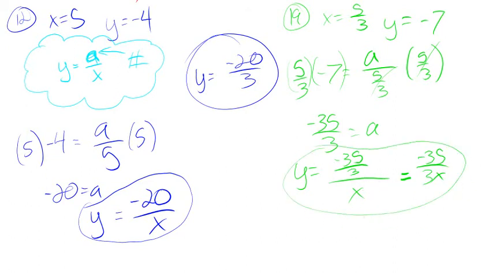And now we want to find what is y when x is equal to 3. So y equals negative 35, I'm going to use the second one here, over 3 times, now we're going to put 3 in for x. So negative 35/9. And that's it. That's the simplest way it can be put. So we found y is negative 35/9 when x is 3.